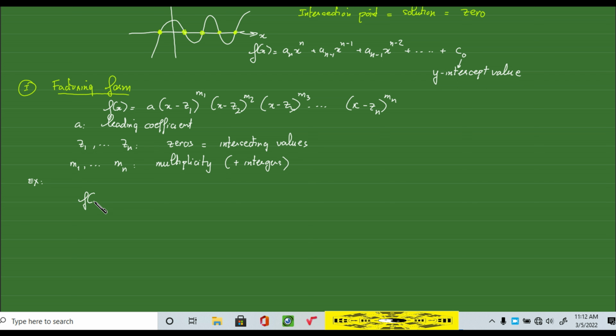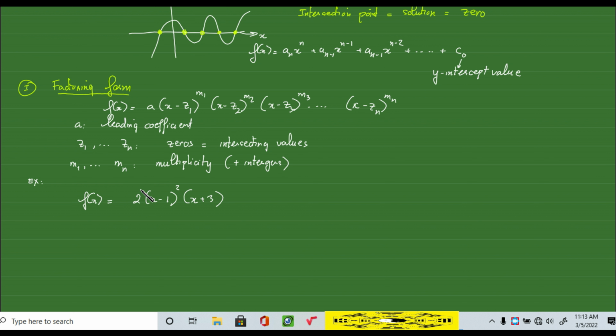What if I have a polynomial function in factoring form like this: (2x minus 1) raised to the second power, (x plus 3) raised to the first power. Here you go. This is a polynomial function. So in factoring form, you see the a value here is 2, and the number 2 over here is m1, right? And this is m2. M2 over here will be 1.